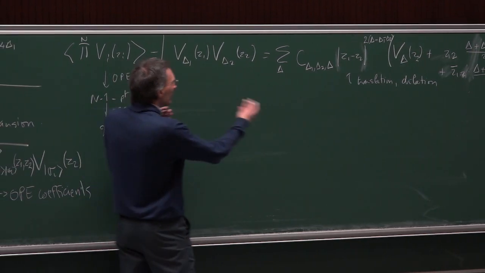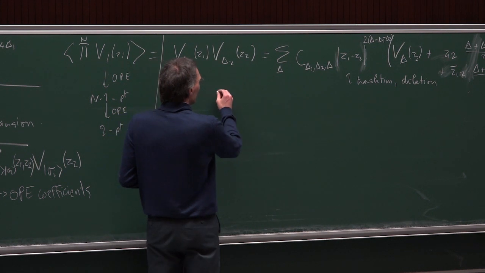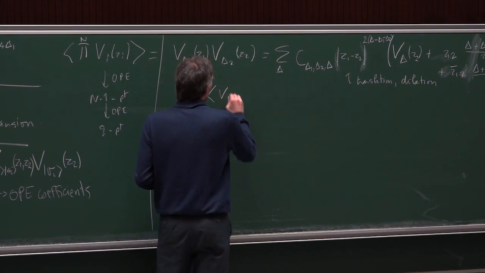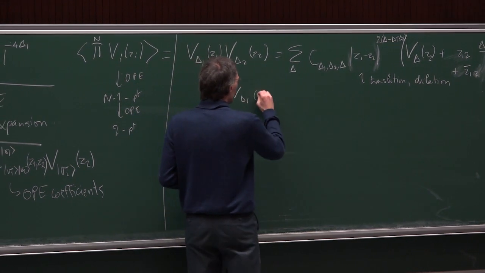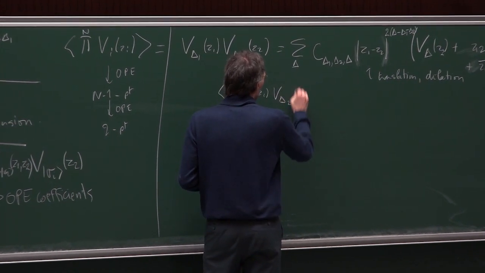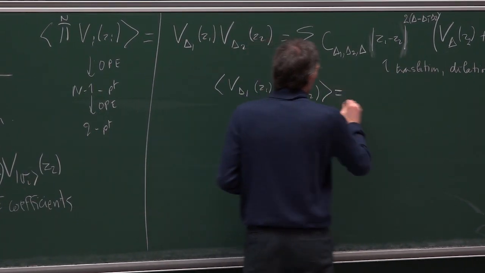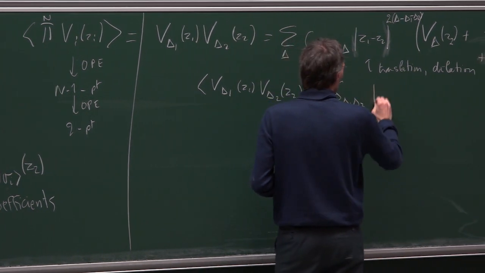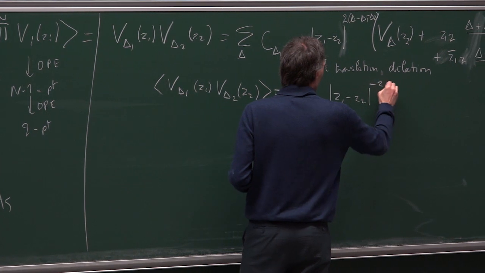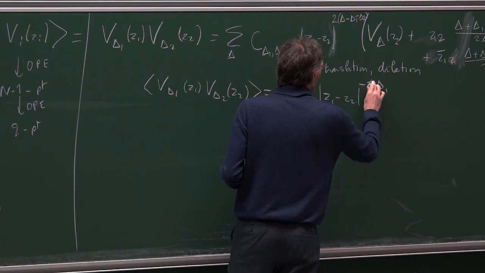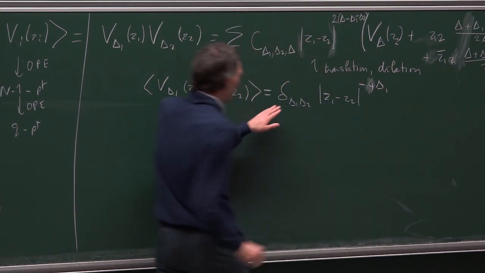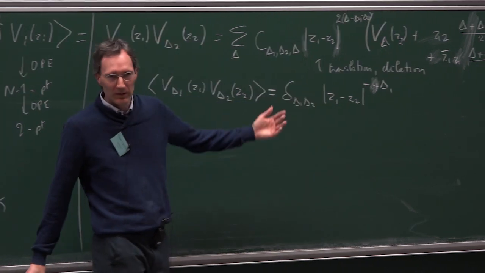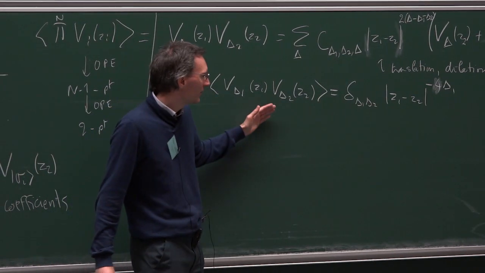So if we insert it into a 3-point function, and if we assume that the 2-point function comes with a coefficient 1, so let's assume the 2-point function is of this type, delta 1, delta 2, z1 minus z2 to the minus 4 delta 1. So now I'm assuming the coefficient here is 1. I can do that by renormalizing my fields if I need to.